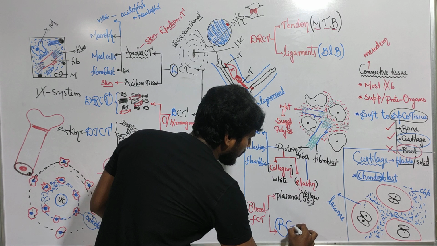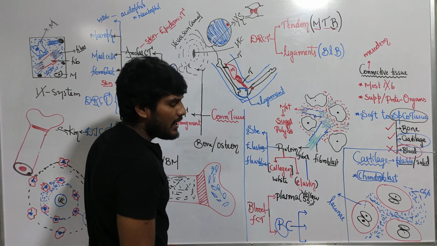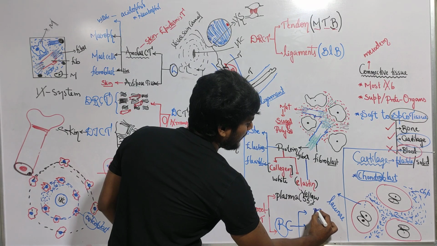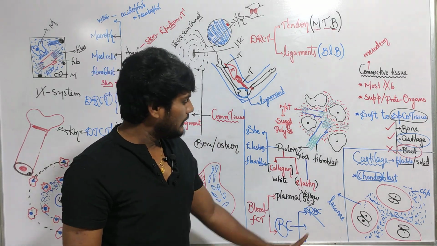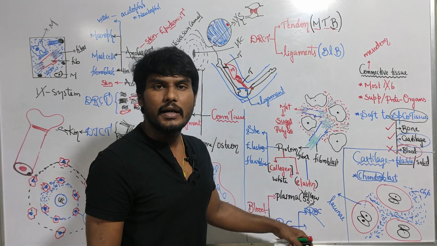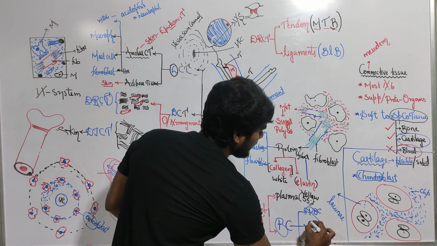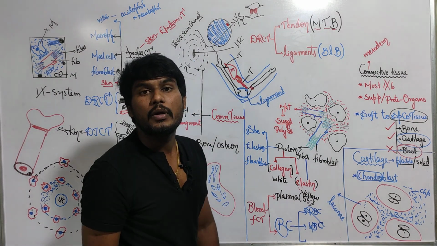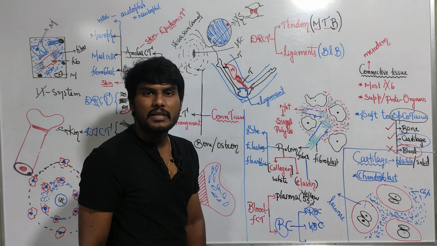And how many types of blood cells? 3 types of blood cells are present. Number 1, the cell present in blood whose color is red, so it is the red blood cell, RBC. And the cell that is present in blood and is colorless or white in color, so it is WBC, the white blood cell.